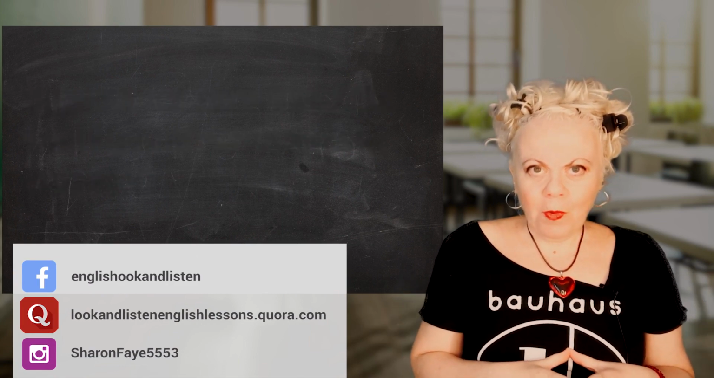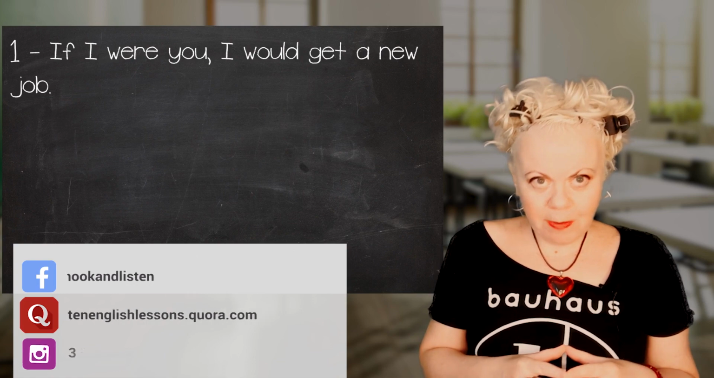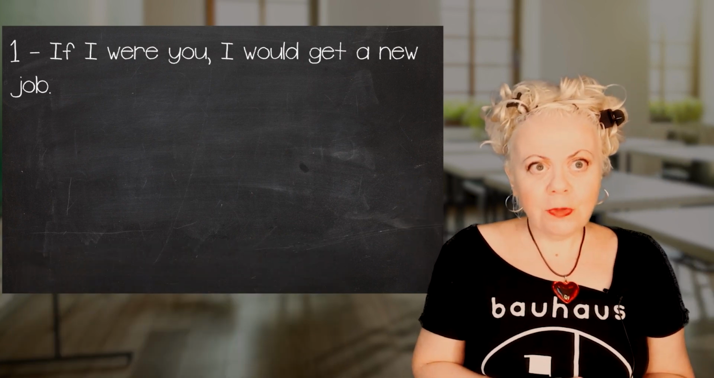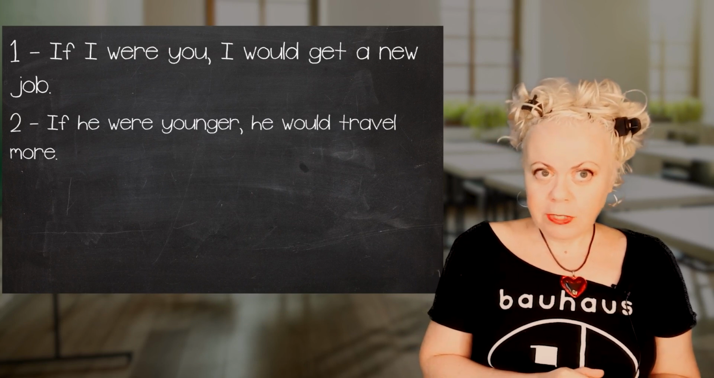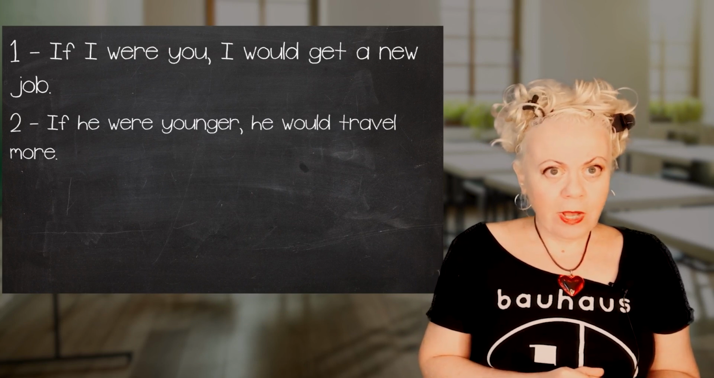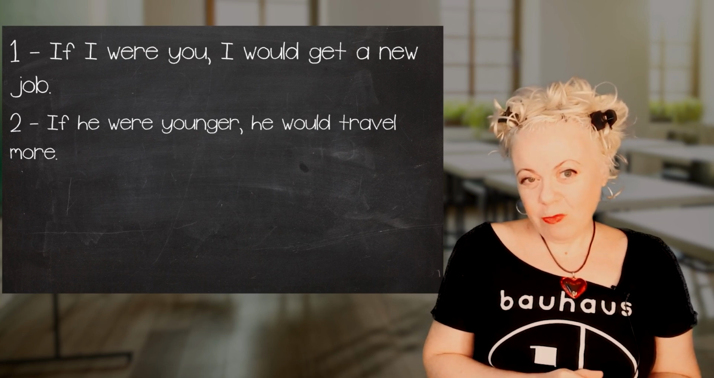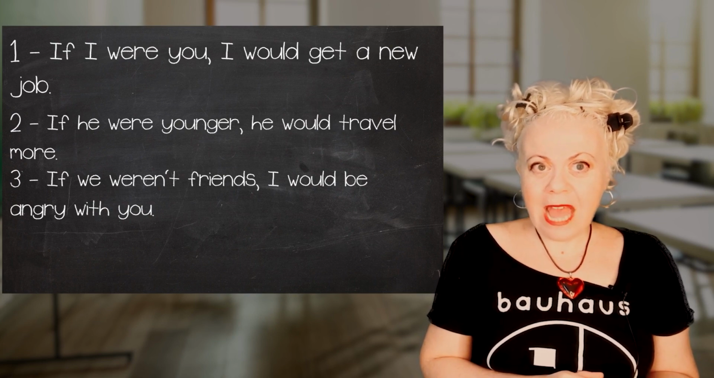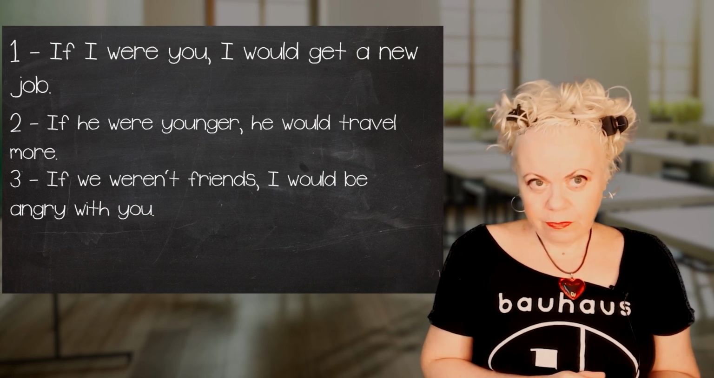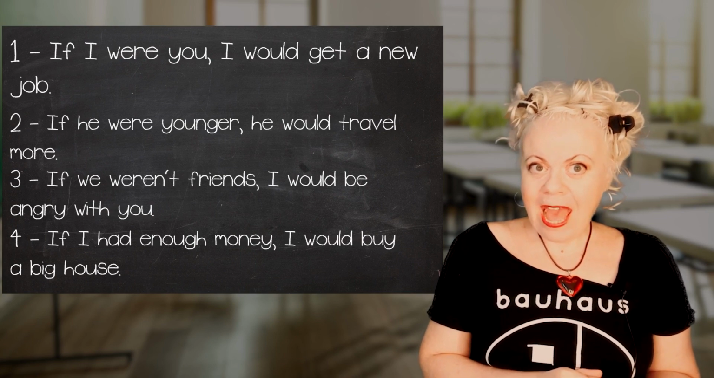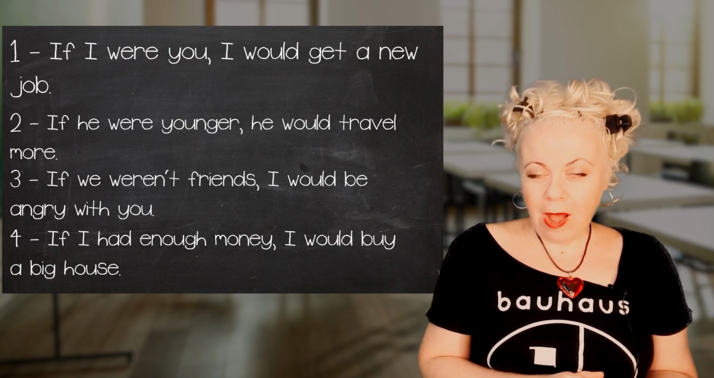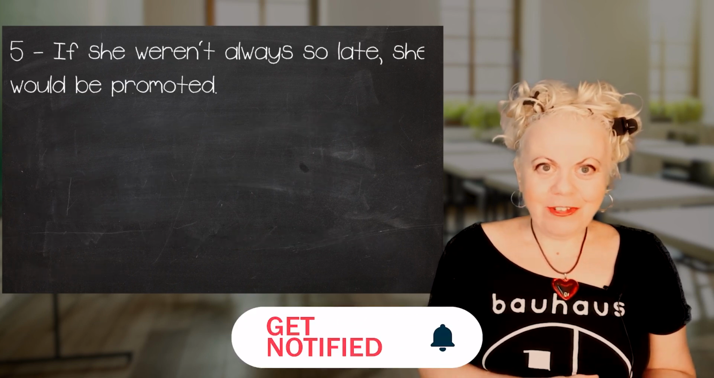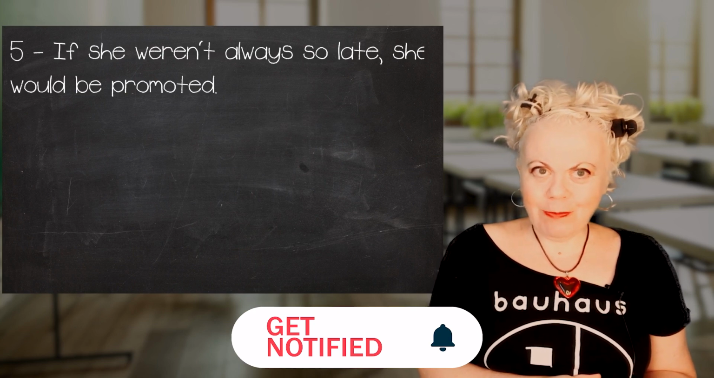Here are some more examples. Sentence number 1. If I were you, I would get a new job. Number 2. If he were younger, he would travel more. Number 3. If we weren't friends, I would be angry with you. Number 4. If I had enough money, I would buy a big house. Number 5. If she weren't always so late, she would be promoted.